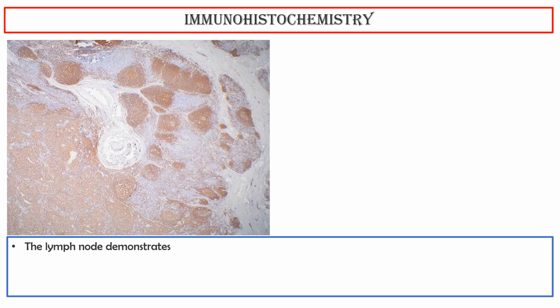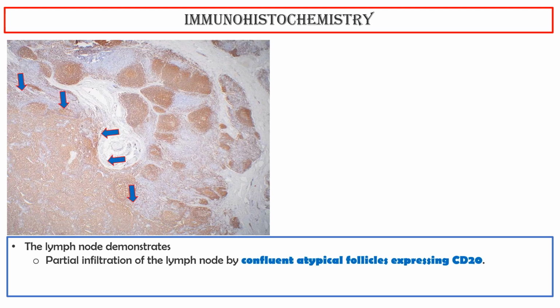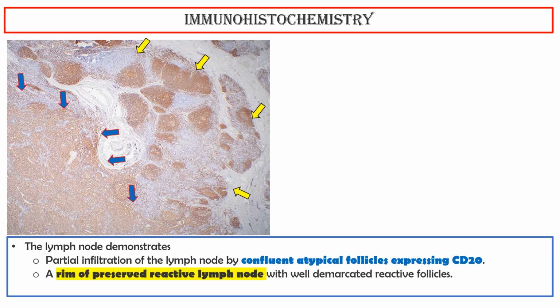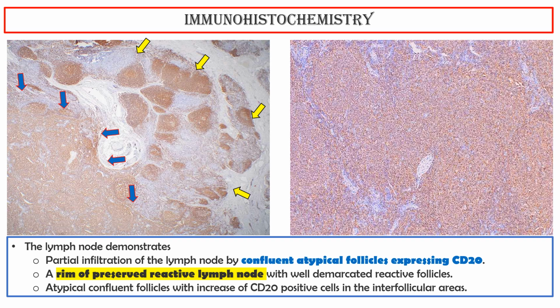The lymph node demonstrates partial infiltration of the lymph node by confluent atypical follicles expressing CD20, a rim of preserved reactive lymph node with well-demarcated reactive follicles. Atypical confluent follicles with increase of CD20 positive cells in the interfollicular areas.